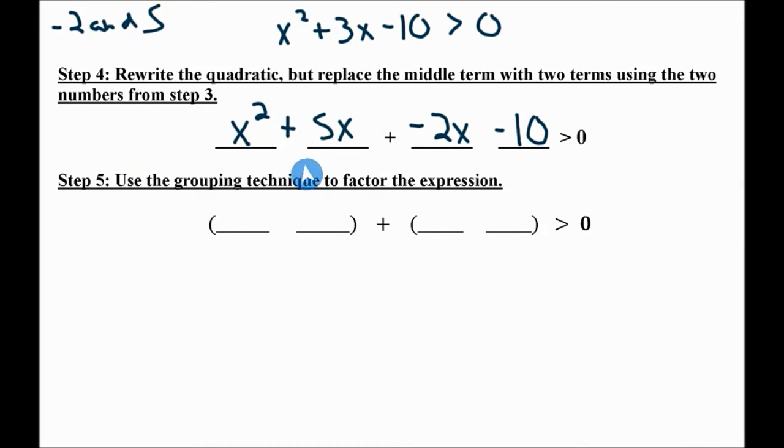Now we want to use the grouping technique to factor the expression on the left-hand side. So this next step is just showing you what you group together. So in this case, I'm grouping together the first two terms. That's why I have parentheses here. So all you have to do is just write the x squared here, the 5x here, negative 2x there, negative 10 here. So we go x squared plus 5x, and then negative 2x. And be careful here, there's a minus sign here. So minus 10. Okay? Now, we are using the grouping technique to factor this.